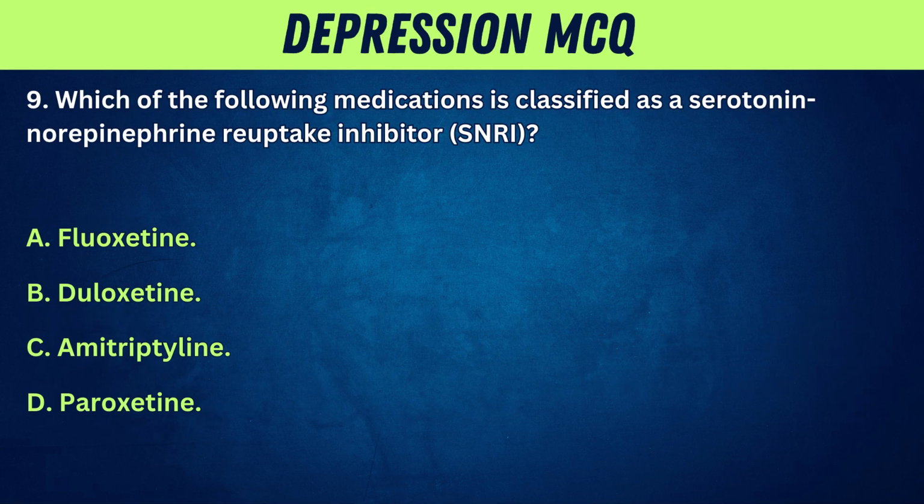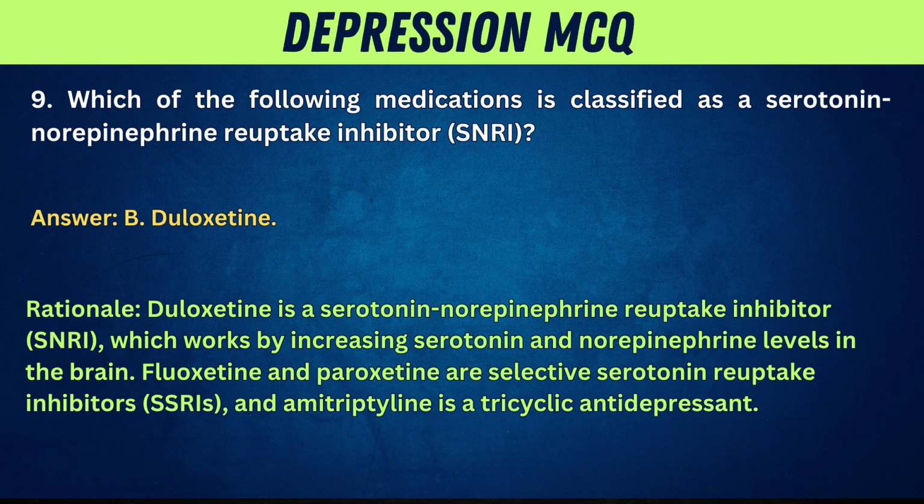9. Which of the following medications is classified as a serotonin-norepinephrine reuptake inhibitor, SNRI? A. Fluoxetine. B. Duloxetine. C. Amitriptyline. D. Paroxetine. Answer: B. Duloxetine. Rationale: duloxetine is a serotonin-norepinephrine reuptake inhibitor, SNRI, which works by increasing serotonin and norepinephrine levels in the brain. Fluoxetine and paroxetine are selective serotonin reuptake inhibitors, SSRIs, and amitriptyline is a tricyclic antidepressant.